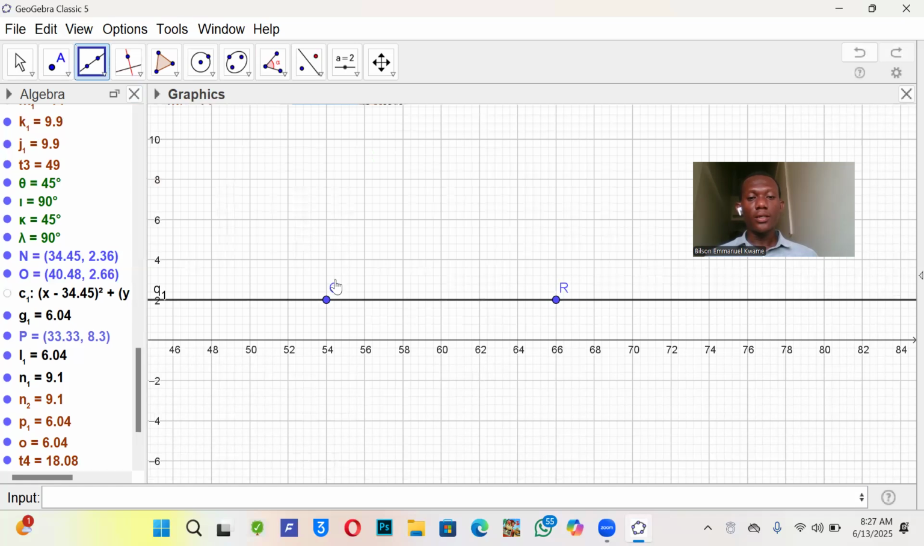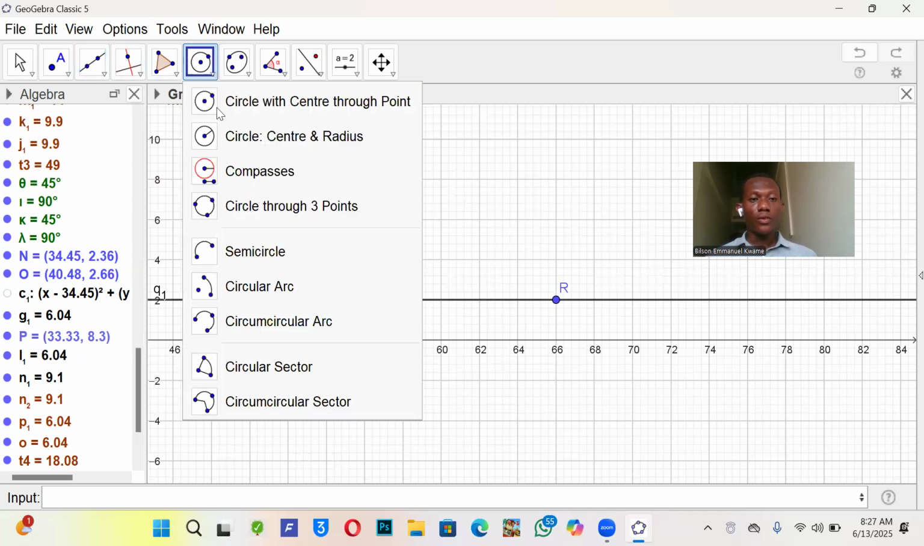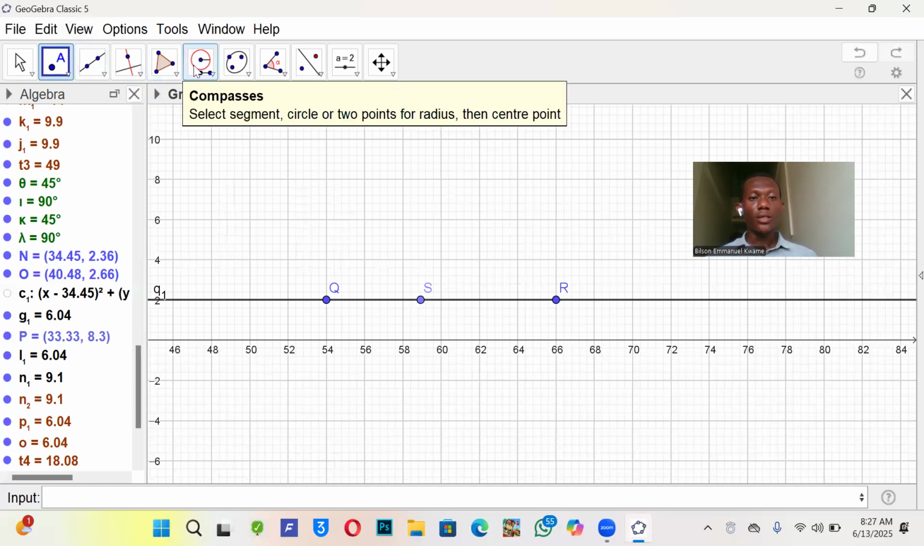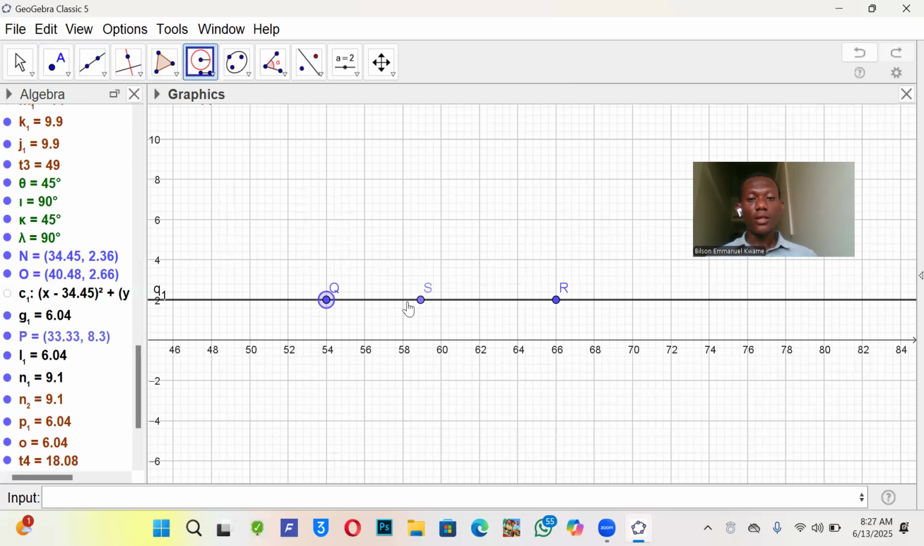After drawing your line, you draw a circle using the compass tool. So we come here, then we tap here, and we tap here. We have to create a point there first. Okay, we come to the circle tool. We tap here, then we tap here to draw our circle. Good, so now we've drawn our circle, centered at Q.